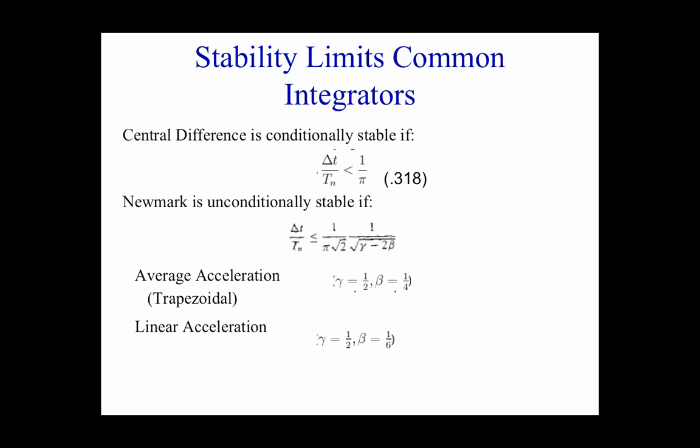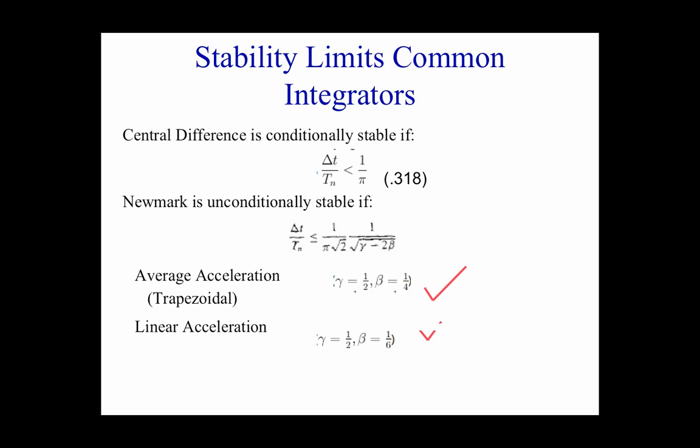So for the common integrators in OpenSees, the ones most people tend to use, central difference or Newmark, these are the stability limits. If we're using central difference, it's got to be less than this. If we're using Newmark, the delta t over the period has to be less than this. The thing about Newmark, the typical two Newmark methods, the average acceleration and the linear acceleration: average acceleration passes the stability limit, so it's unconditionally stable if gamma and beta are specified as those two values.